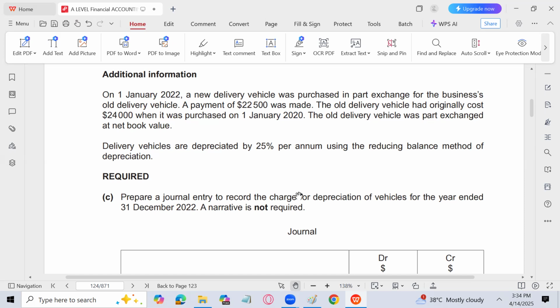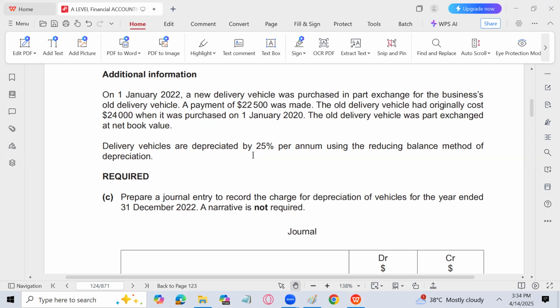So whatever amount has been given to us as a concession, or the amount which we are not going to pay because of the exchange of the old asset, that is known as the trade-in allowance. And you can consider that as the sale price of the old asset. So let's pass the first entry.